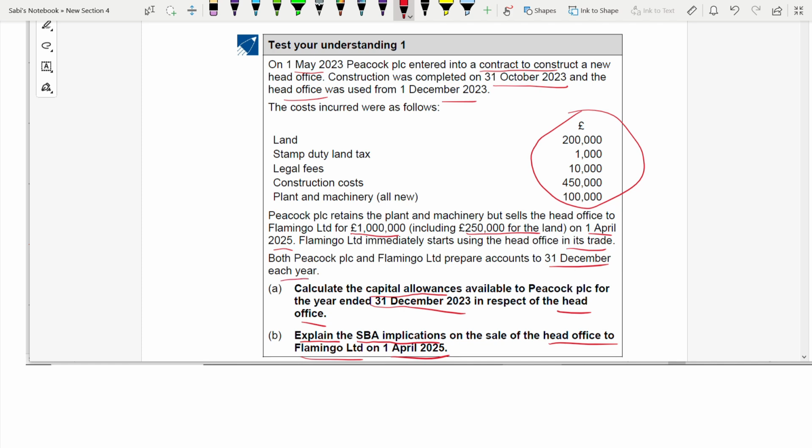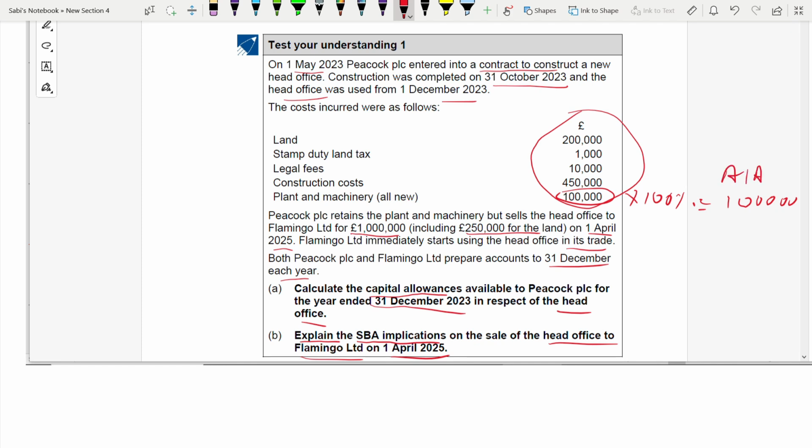Now, tell me. So you can claim plant and machinery. 100% AIA you can claim. On what? Plant and machinery. That is on this 100,000. So if you are taking AIA 100%, it is 100,000. Okay. AIA is 100,000.